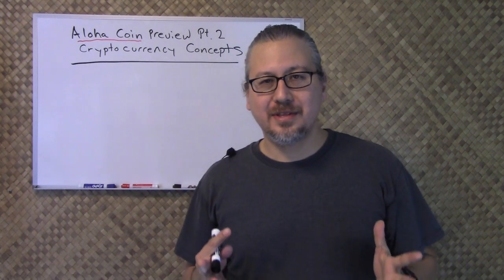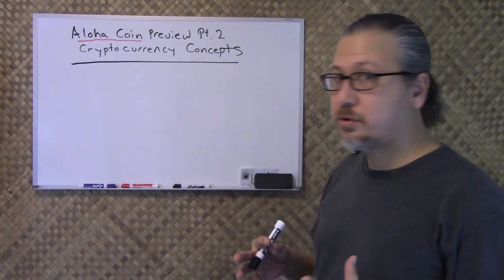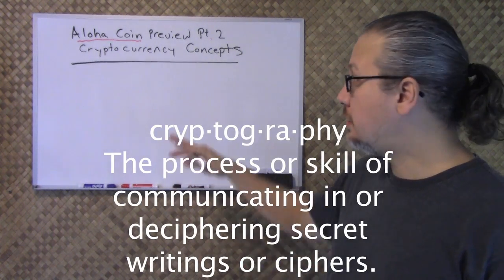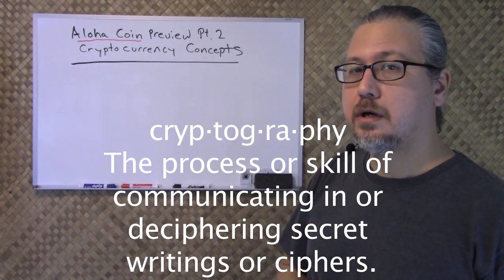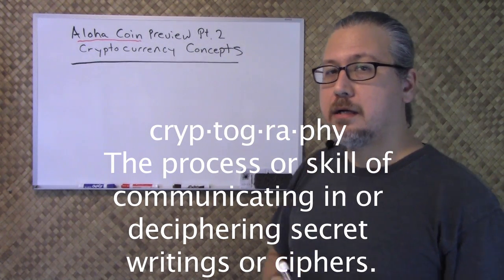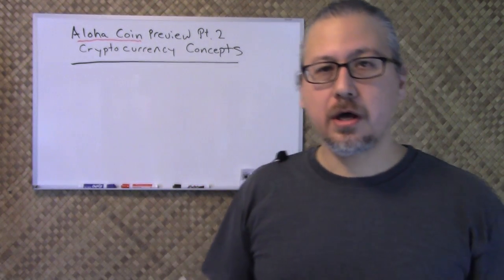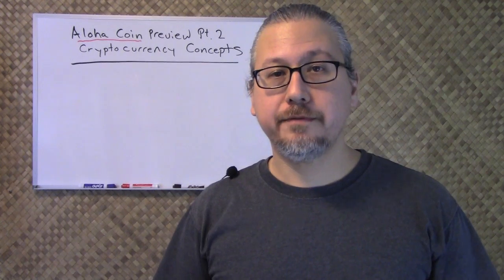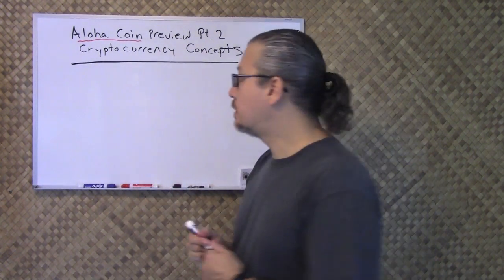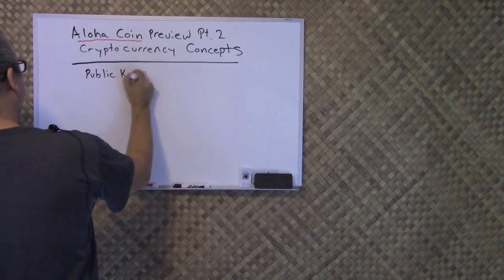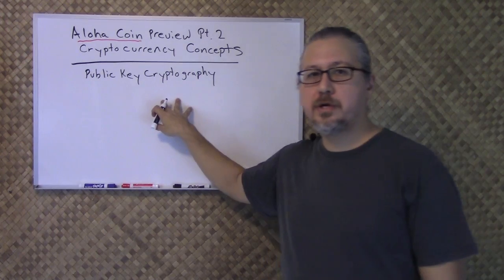All right, so this is the section on the cryptography part of cryptocurrency. It's based around this concept called public key cryptography, okay? And I'm going to explain what it is and how it works, okay? So, public key cryptography.